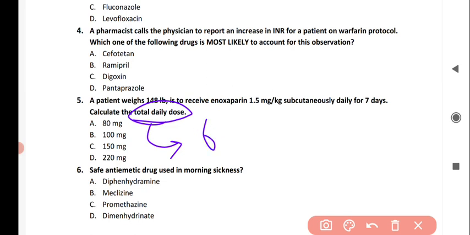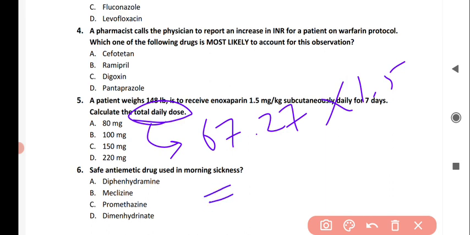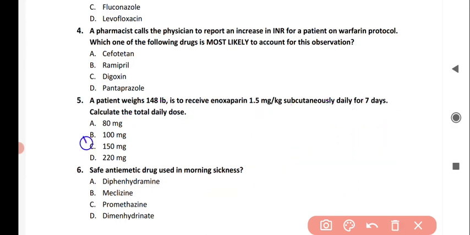So the weight we have is 67.27 and the dose is 1.5. After multiplying these two values, we will get 100.9 mg. So option B will be correct for this question.